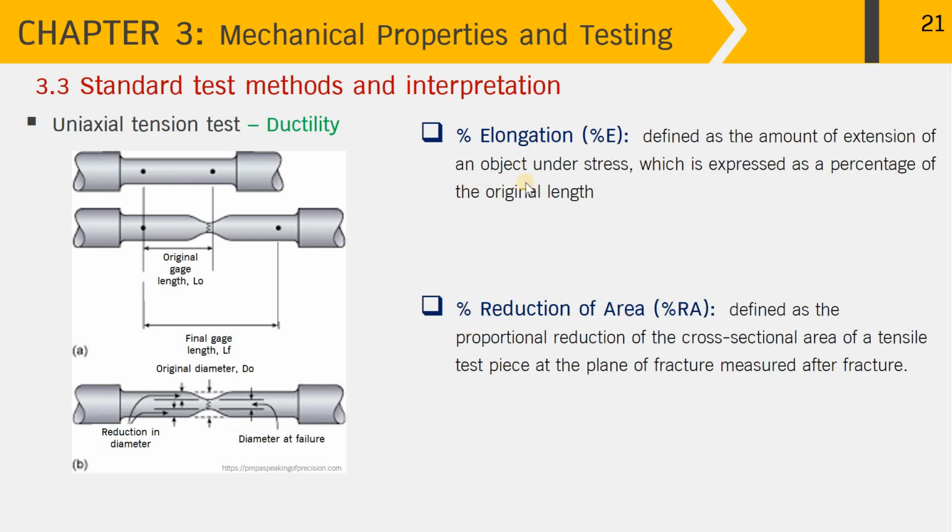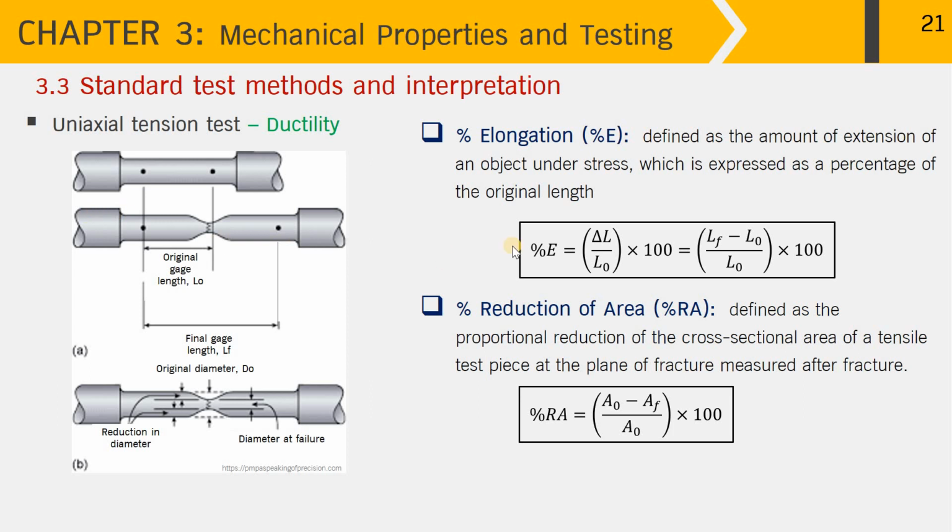And this is how we talk about the strain. From the picture, you can see this point showing the original gauge length, or L0. Once it's extended to the final gauge length, or LF, the difference of these two divided by the original length times 100 will give you percent elongation. Another parameter is percent reduction of area, or percent RA. It is defined as the proportional reduction of the cross-sectional area of a tensile test piece at the plane of the fracture, measured after fracture. So to make it sound easy, let's have a look at the equation. The elongation is similar to the strain times 100.